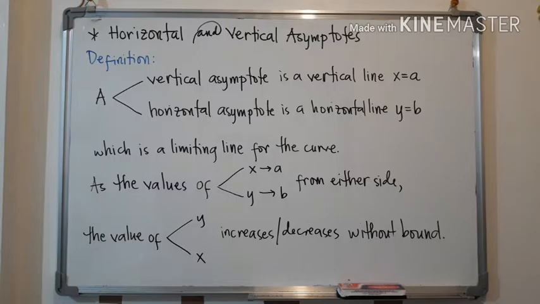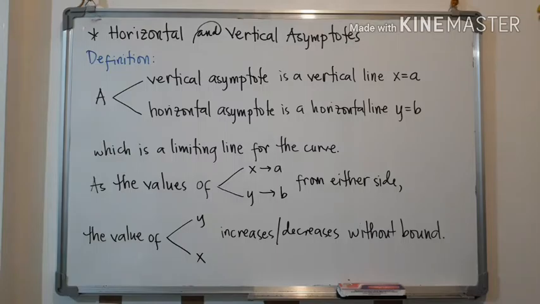Let's have horizontal and vertical asymptotes. We have the definition. A vertical asymptote is a vertical line x equals a, which is a limiting line for the curve. As the values of x approach a from either side, the value of y increases or decreases without bound. The vertical asymptote is the vertical line x equals a.